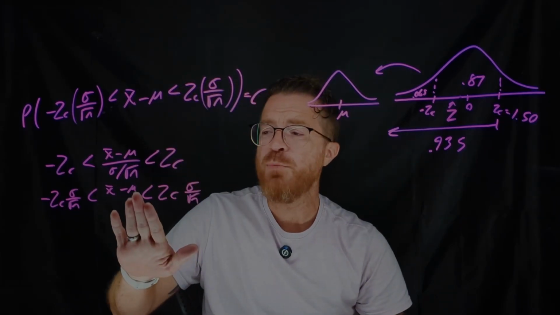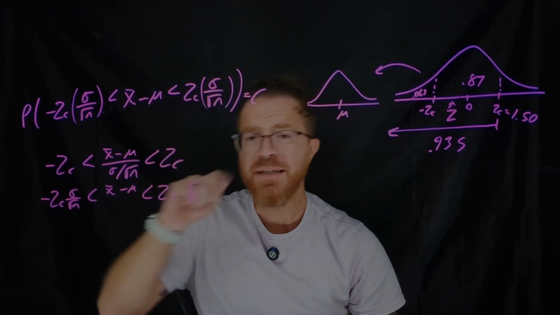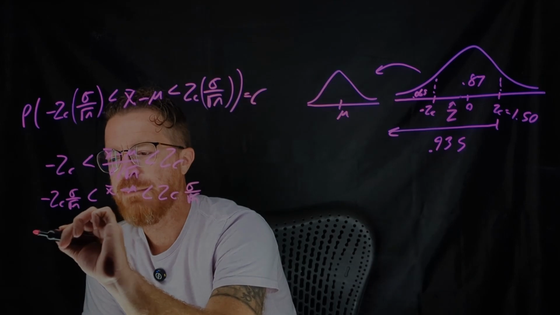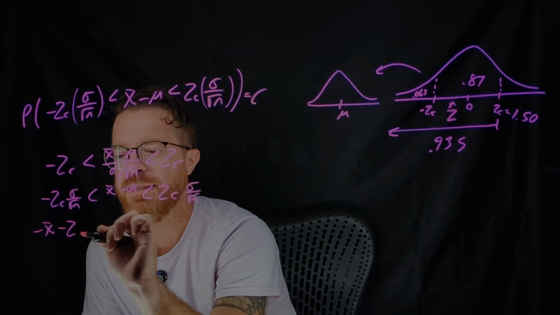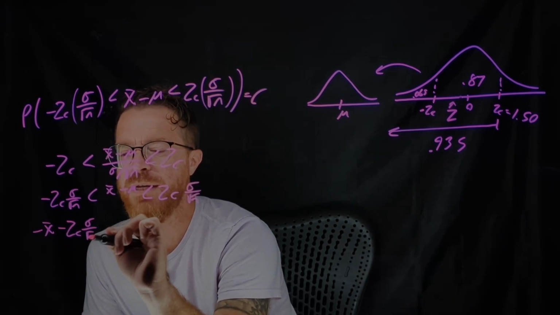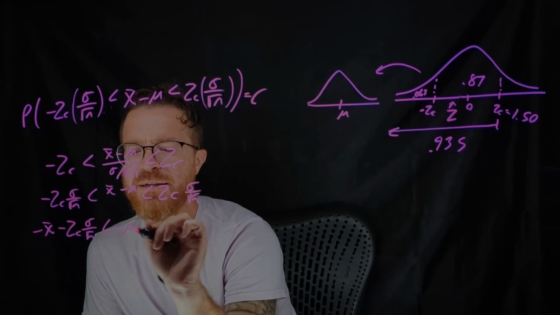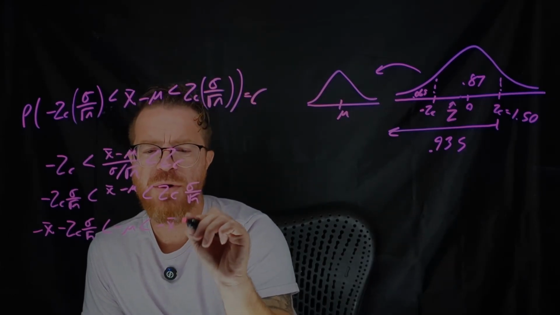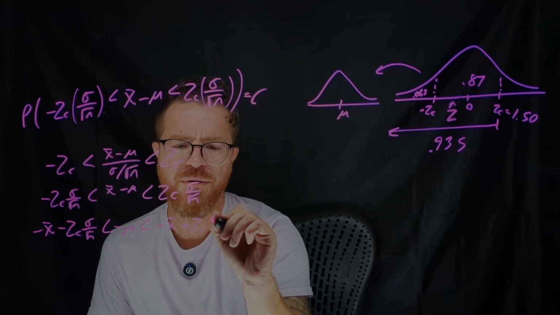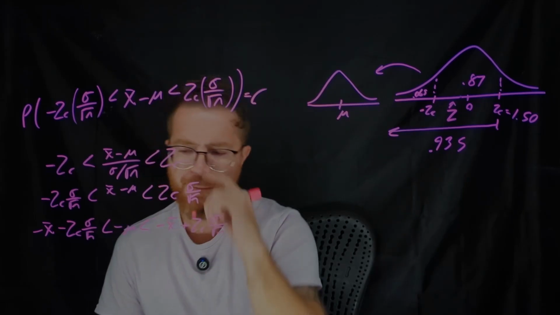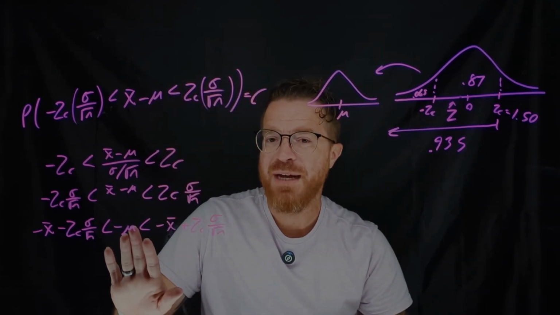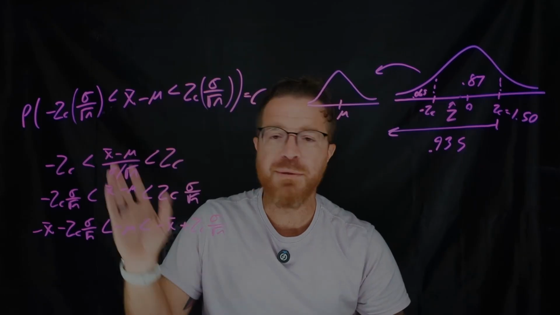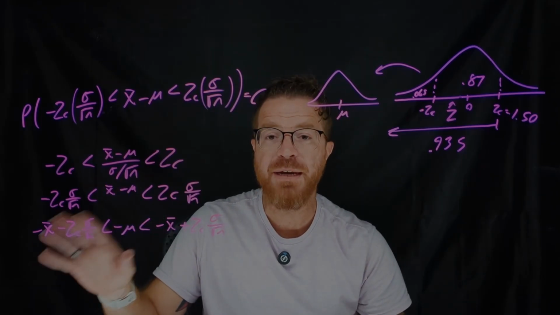And now I need to get this mu by itself. So what I'm going to do now is subtract x bar from both sides. So this is going to be negative x bar minus Z critical sigma over square root of n is less than negative mu is less than negative x bar plus Z critical sigma over square root of n. Now, I need to get mu by itself, not negative mu. So I'm going to multiply or divide everything by negative 1.